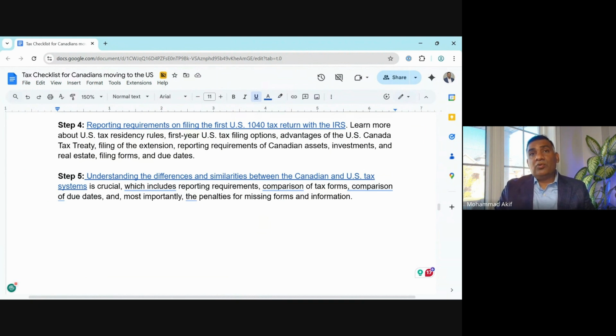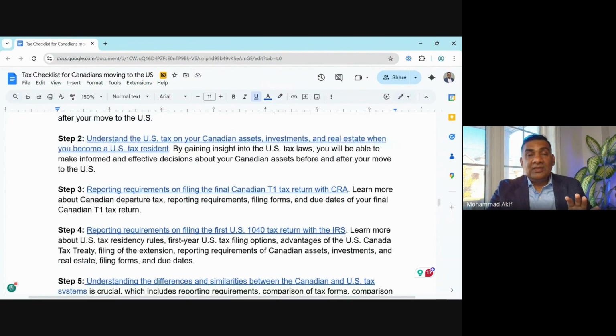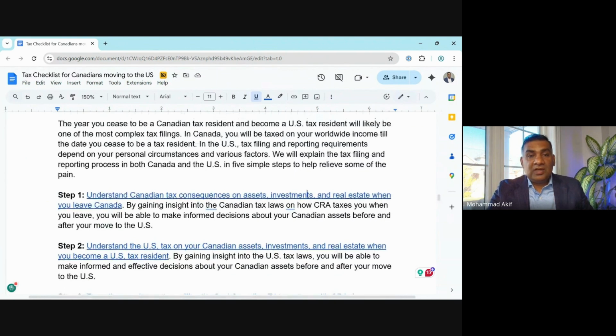And so it is very important to understand the Canadian side, step number one, on all the investments, retirement accounts, real estate that you own, and how the CRA is going to tax you. Number two will be to look at the US side, how the IRS is going to tax you, and what reporting requirements there are. Number three, understand what filing requirements will be on the Canadian side. And number four will be to understand the US filing requirements, right? And then number five will be to understand the system, the due dates, how the CRA looks at things, and how the US side looks at things. So these are very important. 5 simple steps for Canadians who are moving to the US, to understand how to file your taxes.